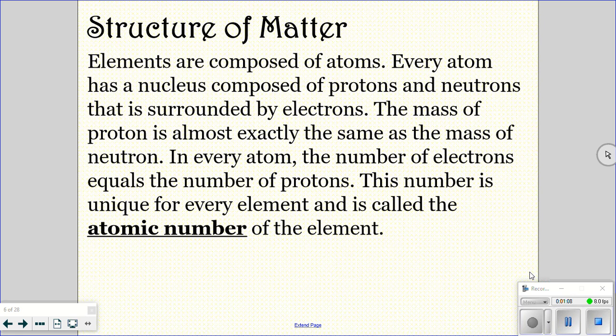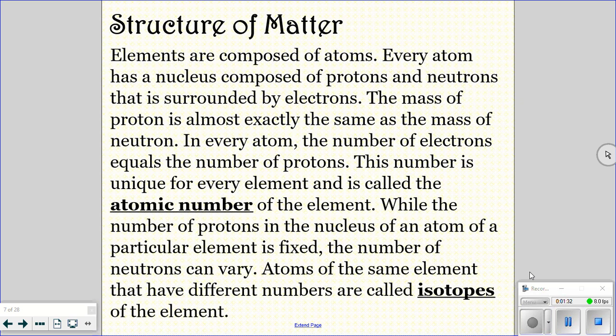In every atom, the number of electrons equals the number of protons. This number is unique for every element, and it's called the atomic number of the element. So if you think about hydrogen or helium or oxygen, they all have their own separate atomic number because that's how many protons they have and the number of electrons.